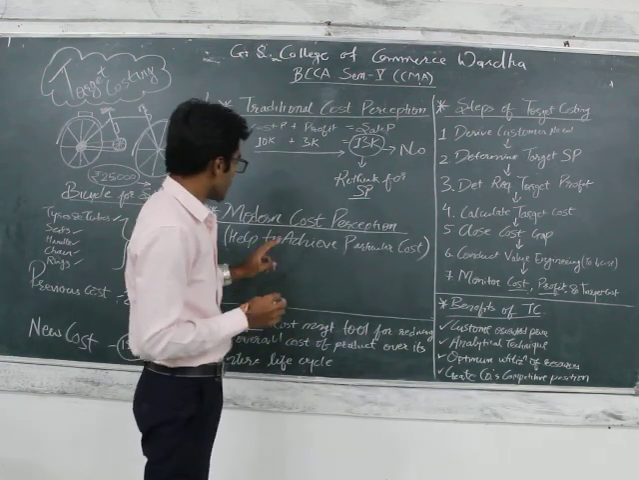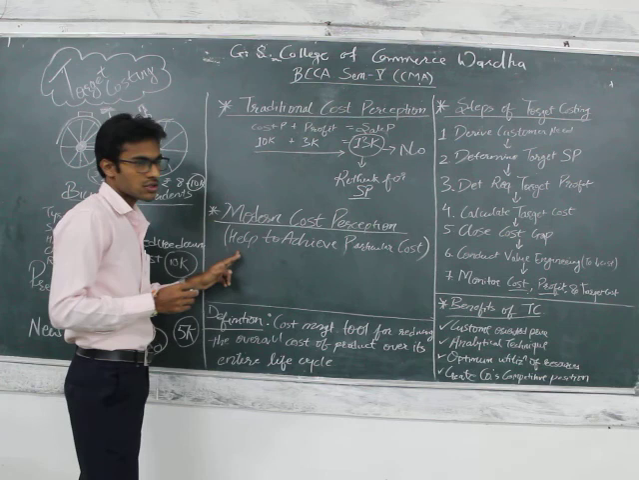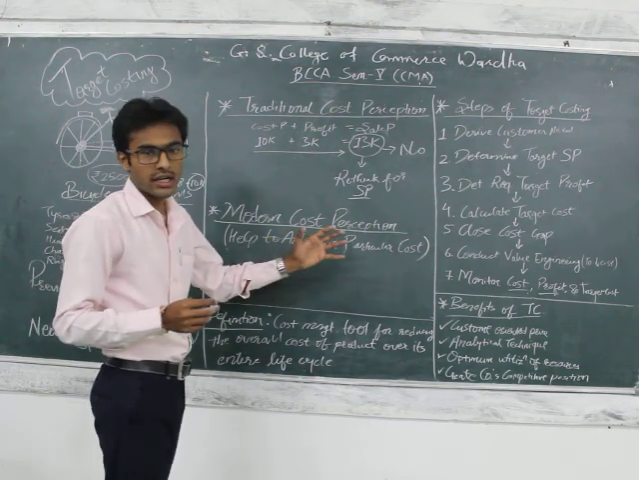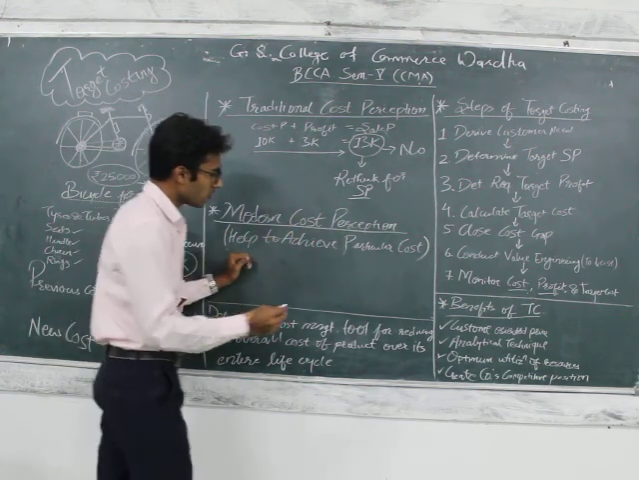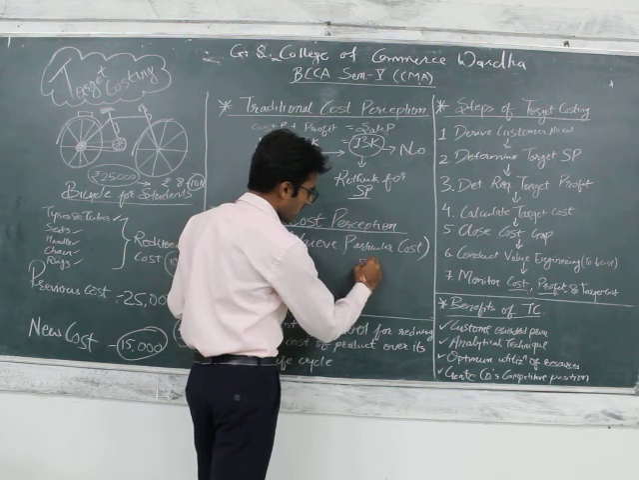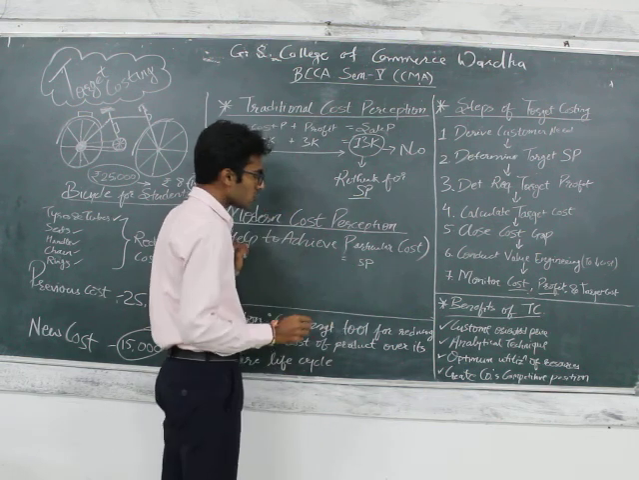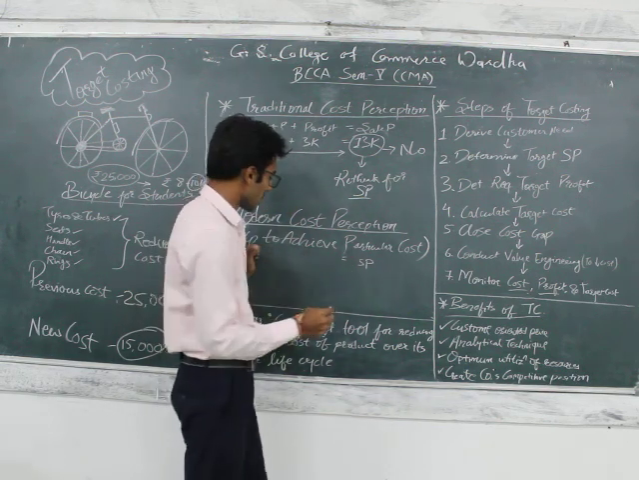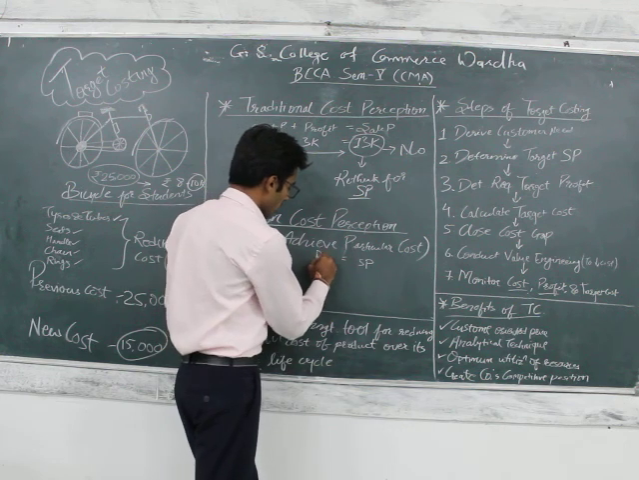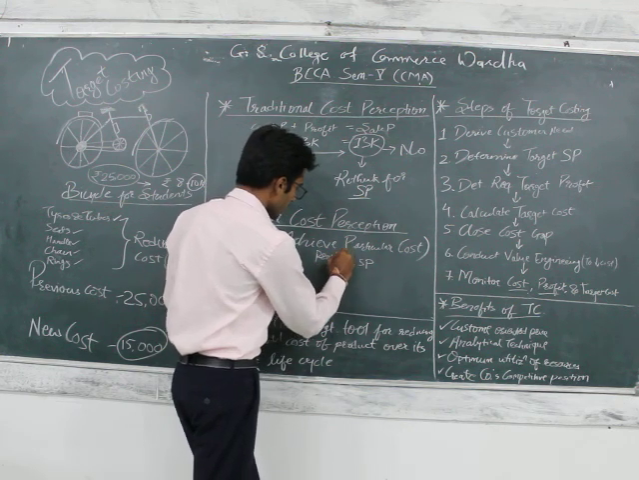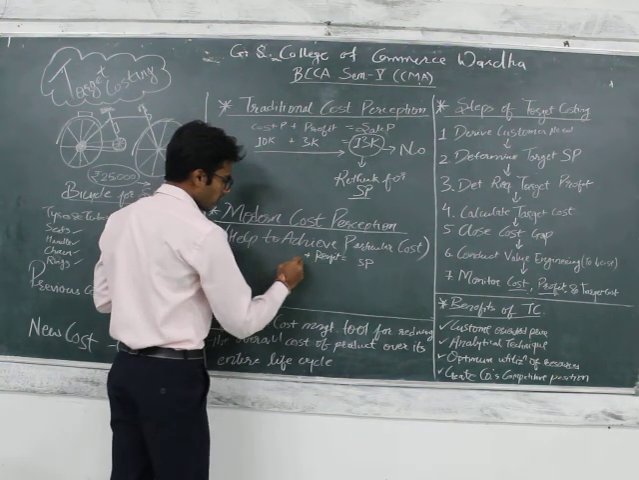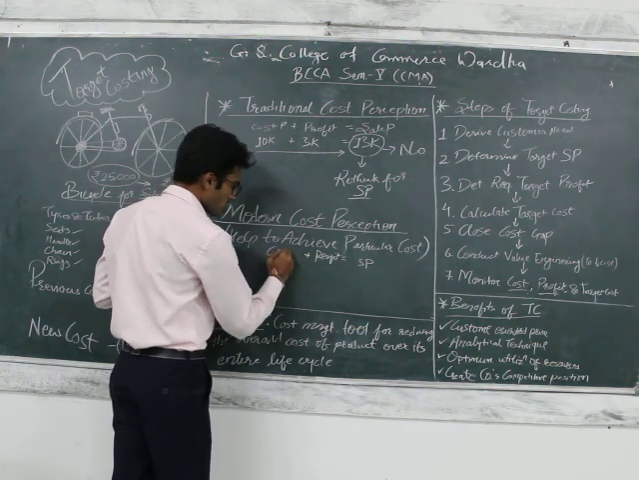So this concept flows totally differently from the traditional one. Here we first get the selling price, then we think about our profit, and after that we get our cost price.